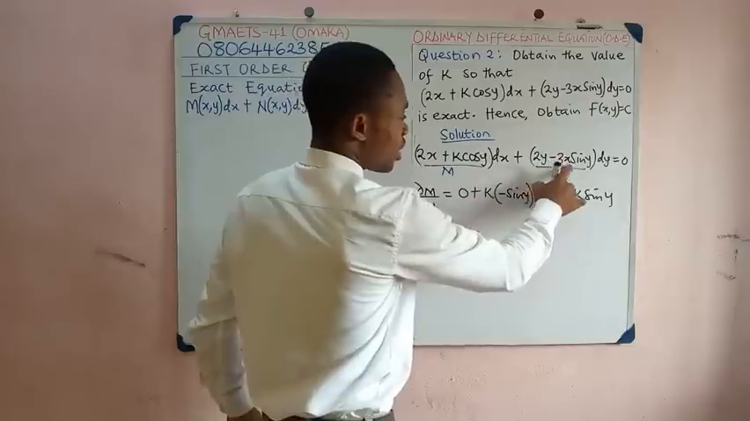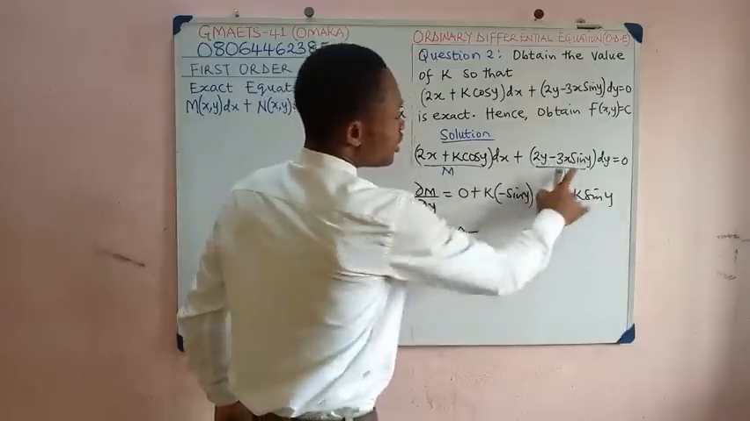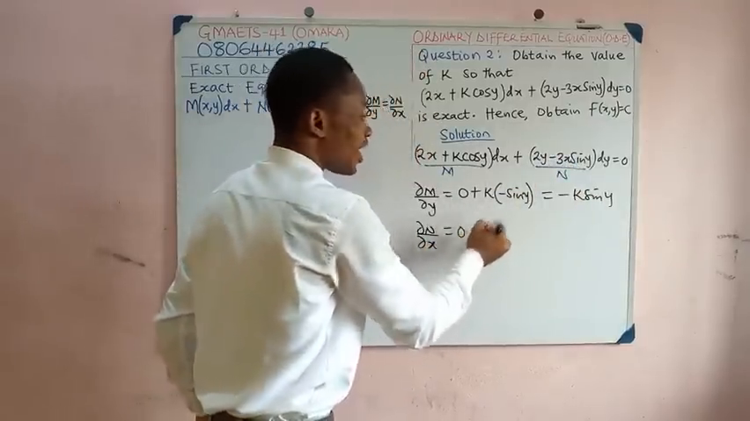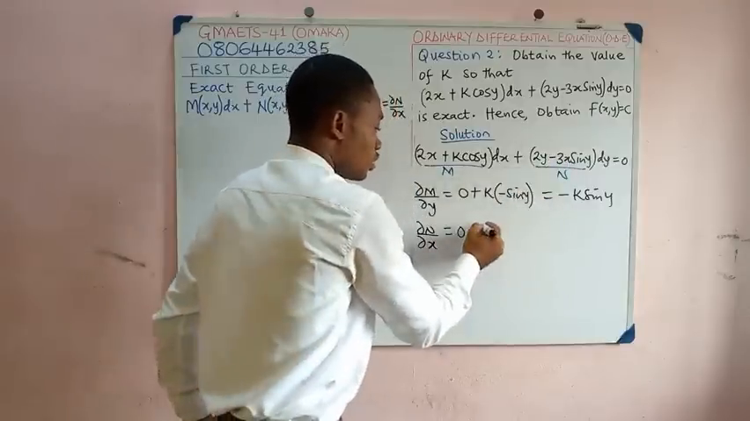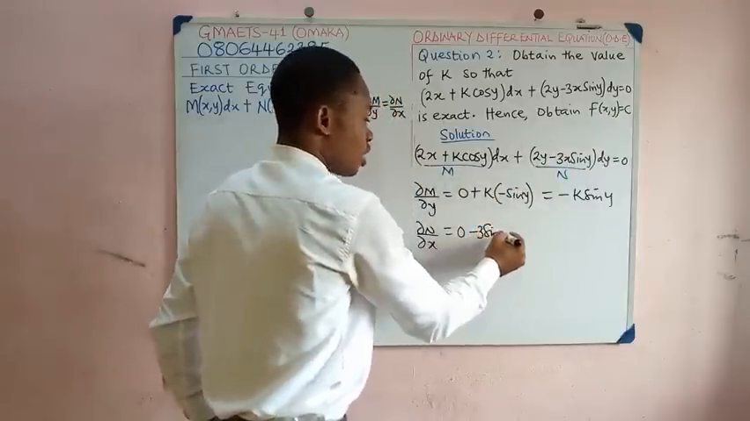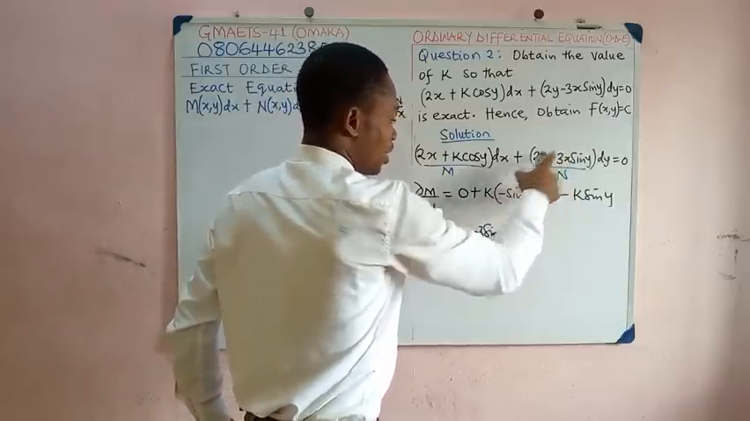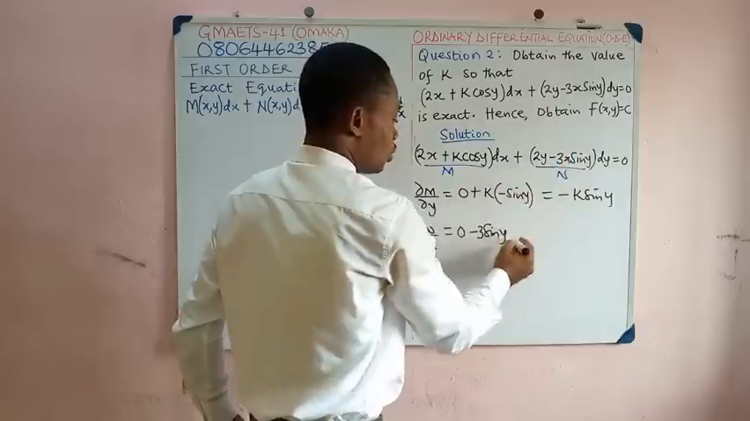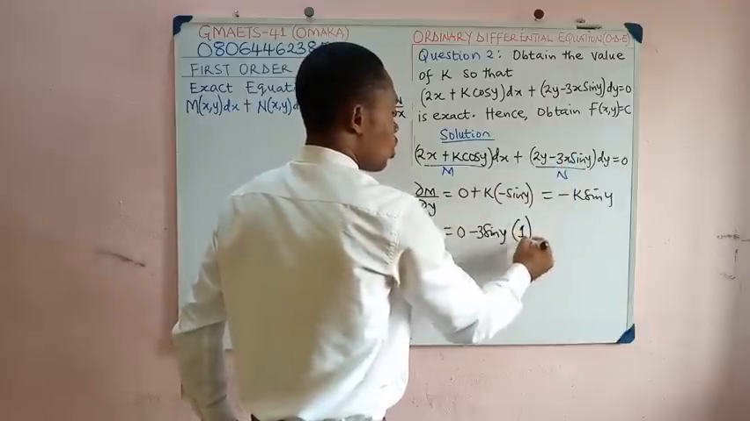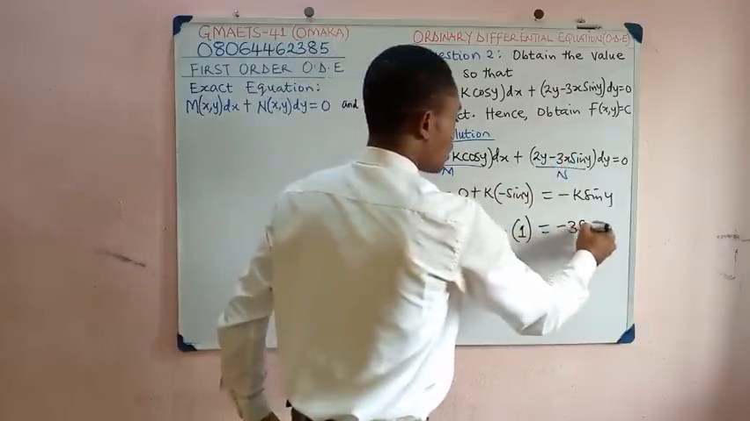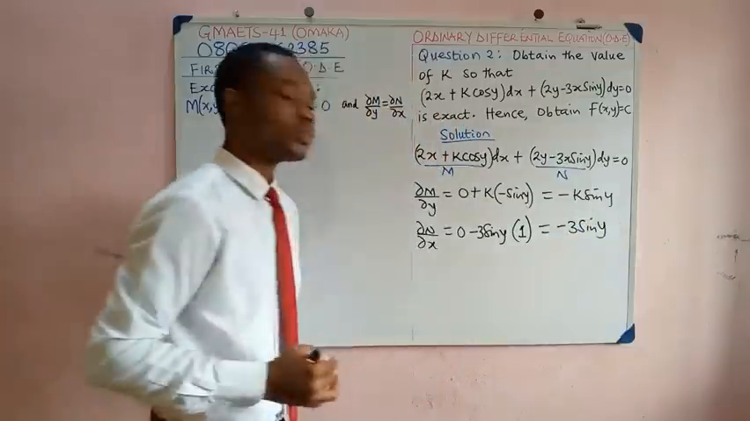Now, look at this. You are differentiating with respect to x. This is sine y. So you keep it constant since it is multiplying an x term. So 3 sine y will be kept constant. Then you can now differentiate the x term there. If you differentiate x alone, what will you get? You will get 1. So do you notice that this term is going to give us minus 3 sine y?